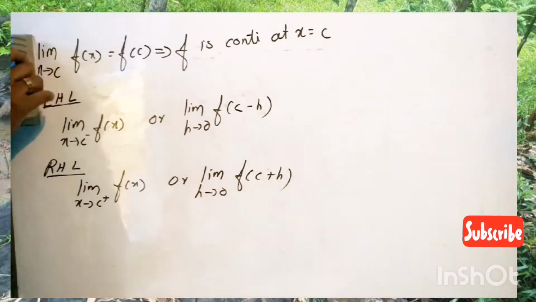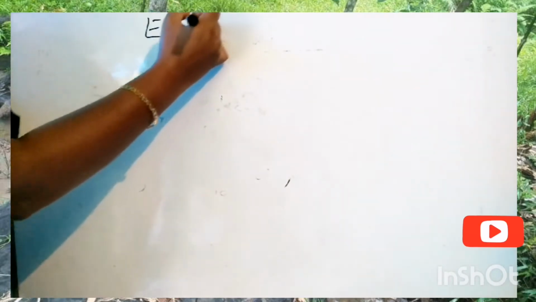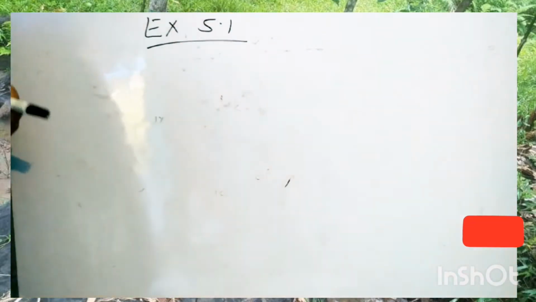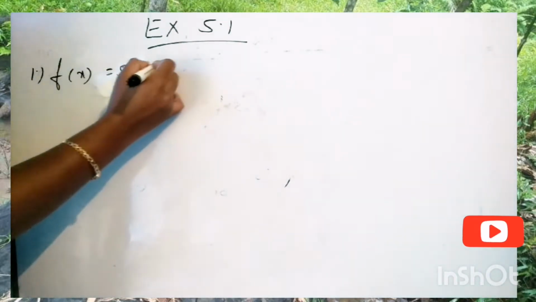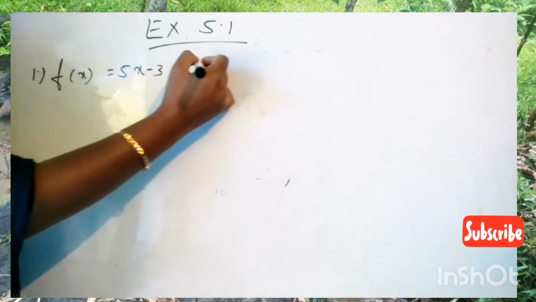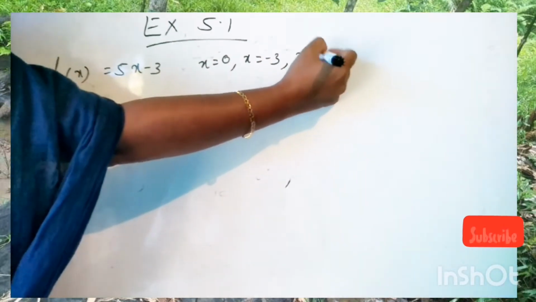The first question: prove that the function f of x is equal to 5x minus 3 is continuous at x is equal to 0, at x is equal to minus 3 and at x is equal to 5. We need to prove f of x is equal to 5x minus 3 is continuous at x is equal to 0, x is equal to minus 3 and x is equal to 5.